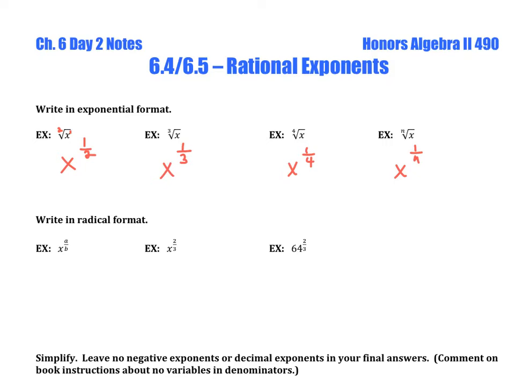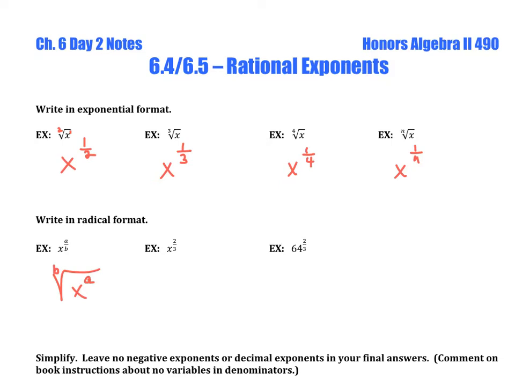In the next examples, we're going to take things that are written in exponential format and write them in radical format. So it's kind of the opposite process of what we were just doing. So we've got x raised to the a over b. Whatever is in the numerator goes under the radical with the x in this case. And then whatever's in the denominator becomes my root on the outside of the radical.